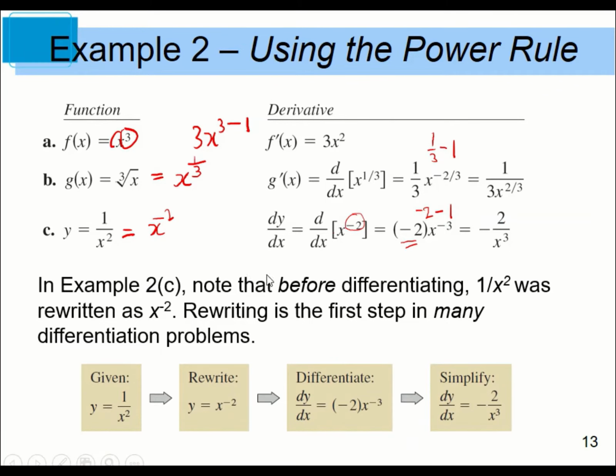So in examples B and C, please note that first we need to change the function to the exponential form. We have to rewrite this in index form. Only then can we differentiate.